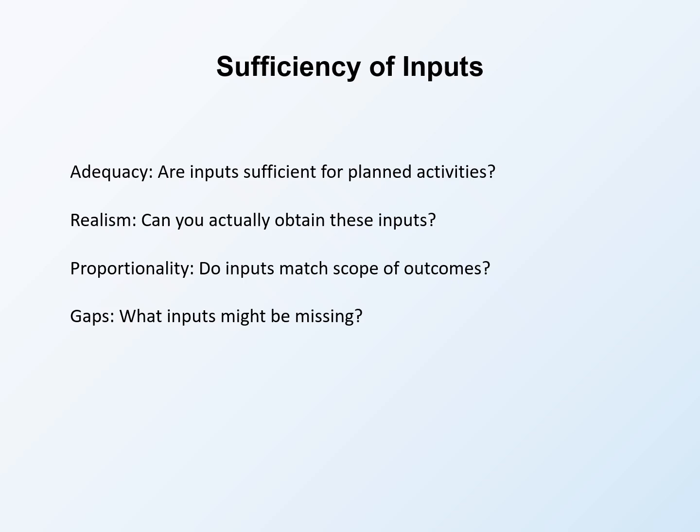on your promises. Adequacy asks whether inputs are sufficient for your planned activities at the scale you propose. If you plan to serve 500 clients annually, do you have enough staff to handle that caseload? If you plan 10 workshops, do you have adequate facilities to accommodate participants? Inputs must match the scope of activities you promise to deliver.